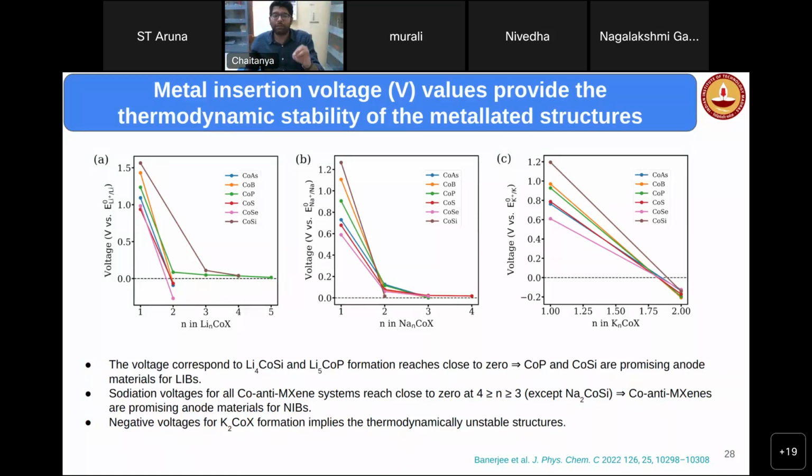Only certain ones will be able to absorb more, like the cobalt phosphide in the case of lithium. Okay, this is the one that we have calculated. Next, we need to find how we calculate this average voltage.